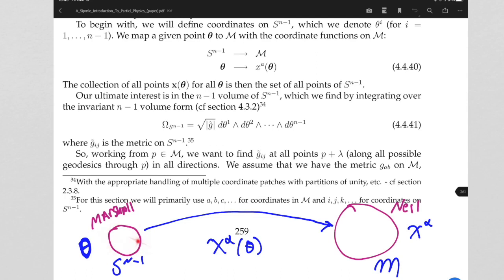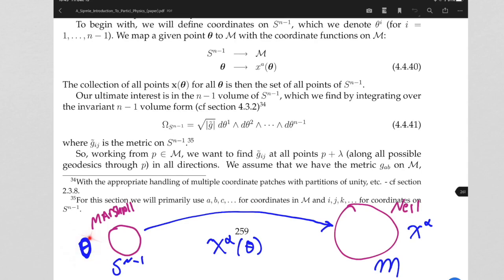So Marshall is actually a space of one dimensionality less than Neil, and Neil is going to be the space of interest. So we're looking at a map that goes from the space of the sphere to the space of interest, which is the overall space. Now, this is how you would literally write it down based on the analysis we did before, the presentation about push forwards and pull backs in the previous few lectures.